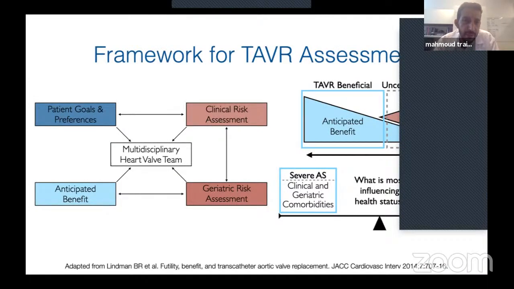Now, when we're talking about these high-risk patients, it's really important to have a true framework for TAVR assessment. So when we look at the heart team, we have to look at the potential anticipated benefits for the patient. What's their underlying clinical risk? What's their geriatric risk from their other comorbidities and frailty in general? And the patient's goals and preferences. And I think there's a scope of patients where the benefit is high and the risk is relatively low, where we want to target TAVR, but at some point, the benefit to the patients in the severely frail and severe comorbidity patients, the discussion often has to be about whether we are pursuing a futile course. And I think that's very important when we talk about these very high risk or advanced cases.